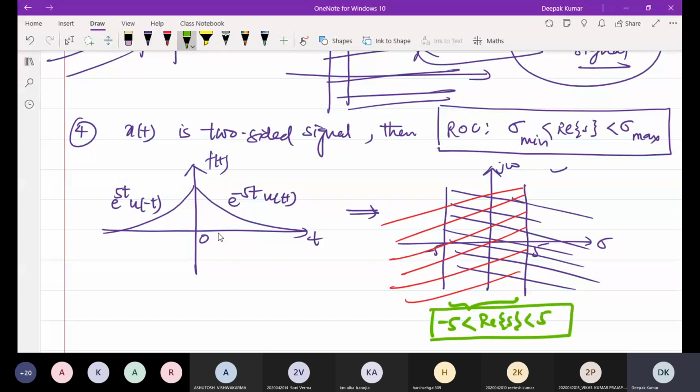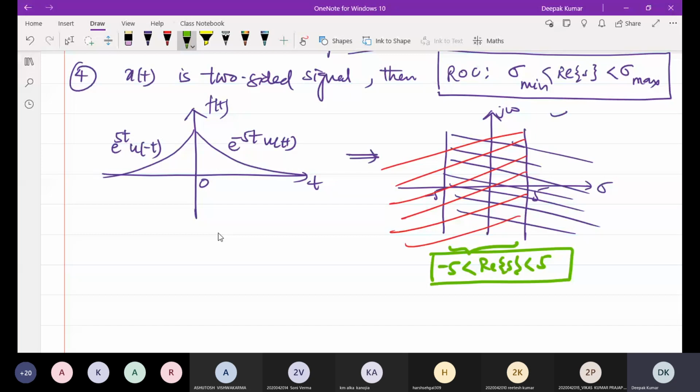So here if you see a two-sided signal, the region of convergence will be a parallel strip of the vertical axis, like this type. So these are some behaviors of region of convergence for different types of signals. You will observe them if you do a multiple number of examples related to different types of signals.